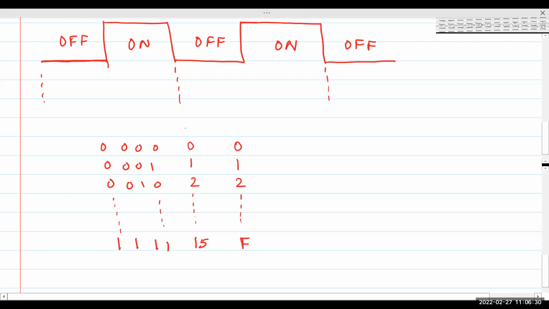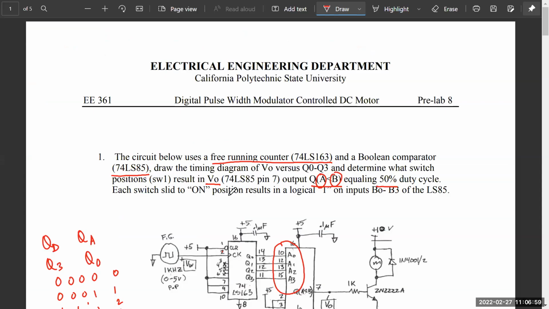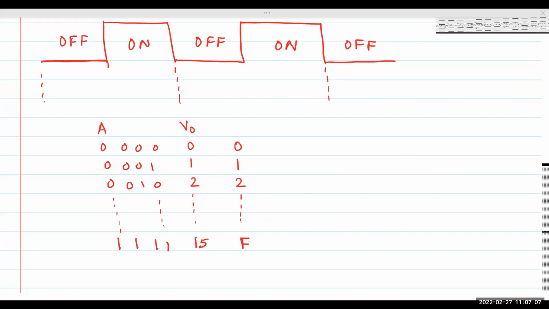This would be VO, and we can call this Q3, Q2, Q1, Q0. Well, actually, not Q. This is for both A and B. So actually, let's look at the question. The question asks for a timing diagram of what? Oh, so it's asking for VO versus Q0 and Q3. Okay, all right. So let's go back to where we were earlier.